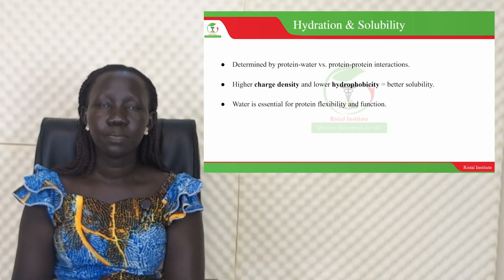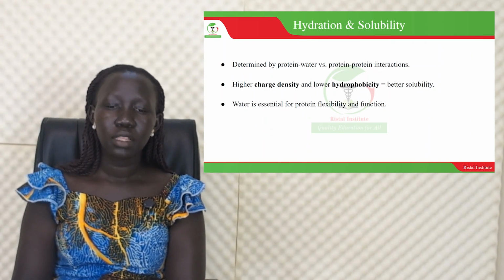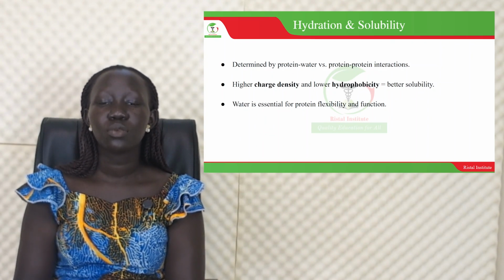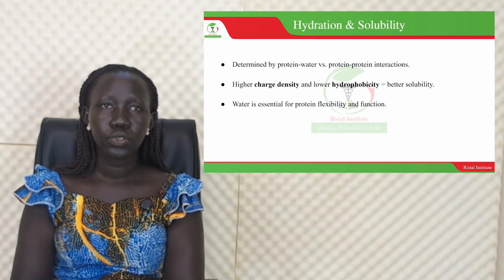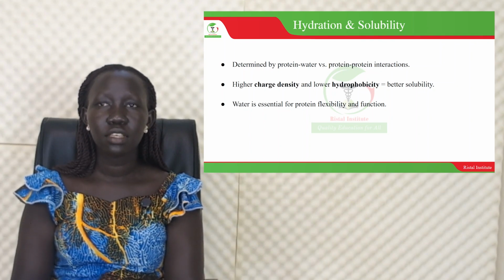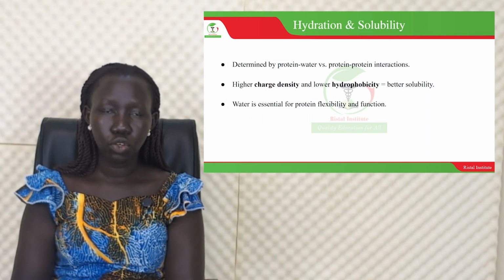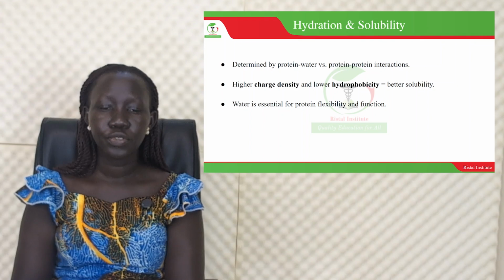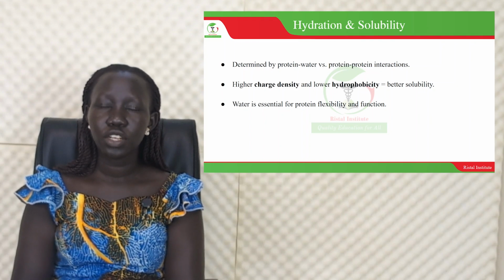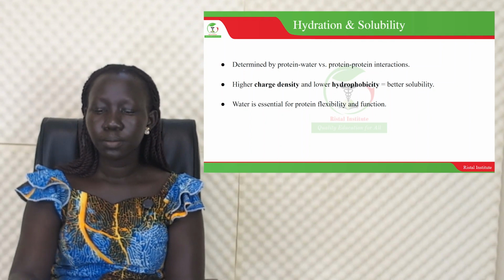Hydration and solubility. This can be determined by the protein-water versus the protein-protein interactions. There is a higher charge density and lower hydrophobicity, which leads to better solubility of proteins. And water is essential for protein flexibility and function.